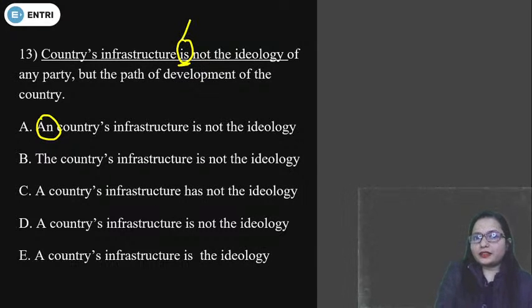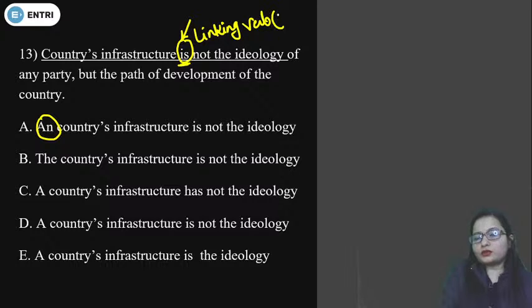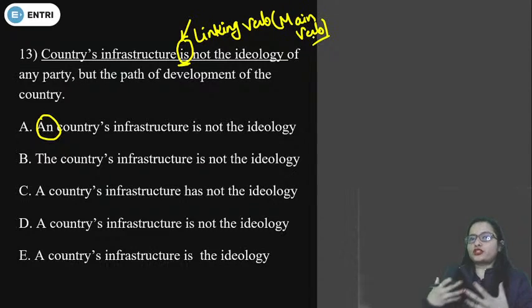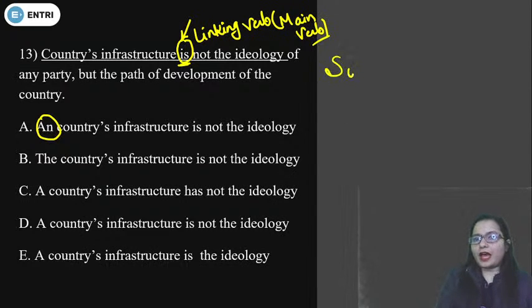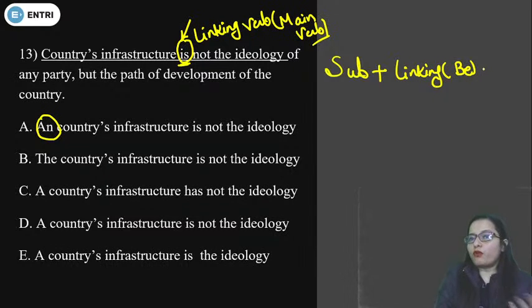Do you think that the use of "is" is correct here? Yes, because "is" is a linking verb here. Okay, whenever we use be forms like is, am, are, was, were as the main verb, they are actually linking verbs. It gives us information about the subject. Whenever we have the subject and then a linking verb, that means any form of be, that means is, am, are, was, were.